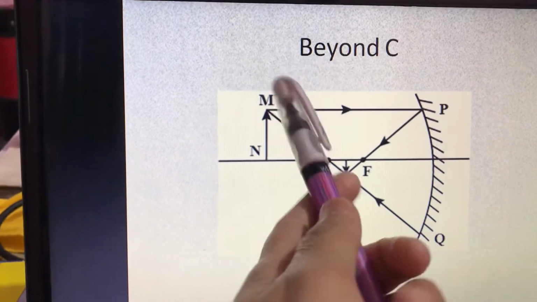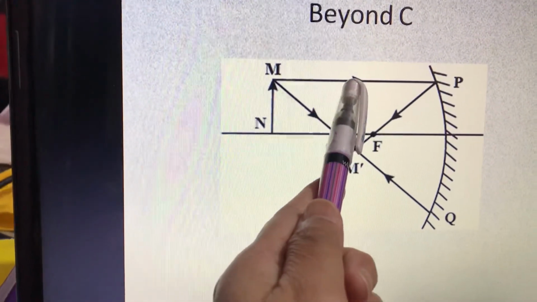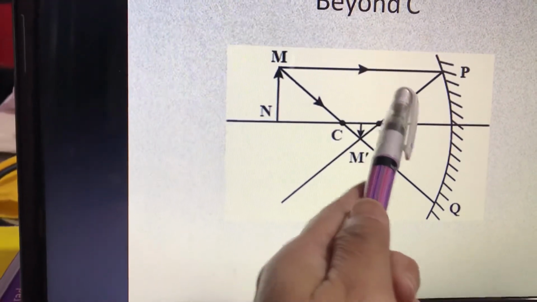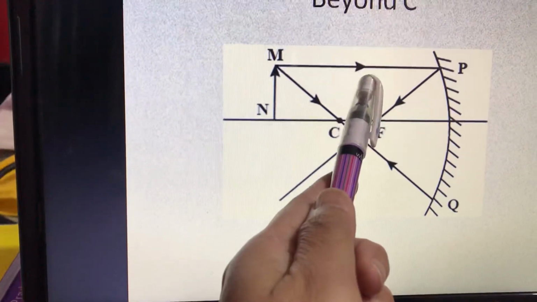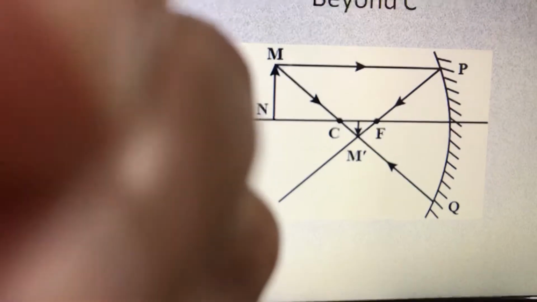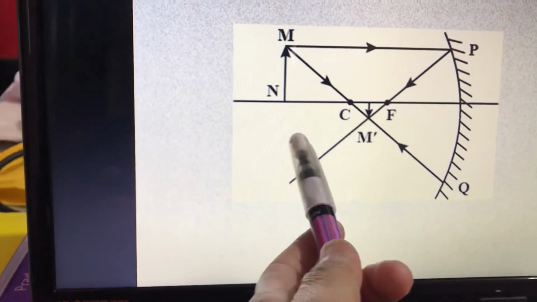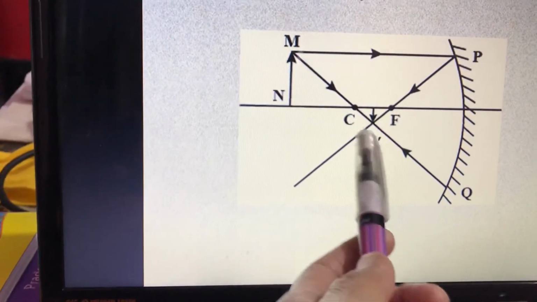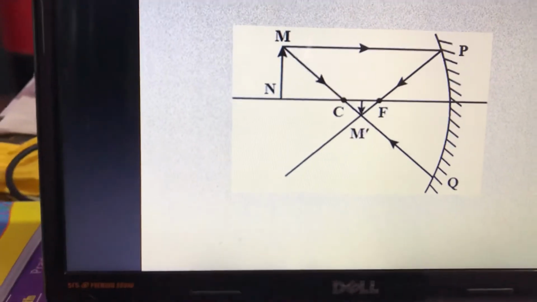Now in this diagram, you have to draw the direction by showing arrows. All the incident rays would be towards the mirror, and reflected rays would be away from the mirror. Directions are very important.